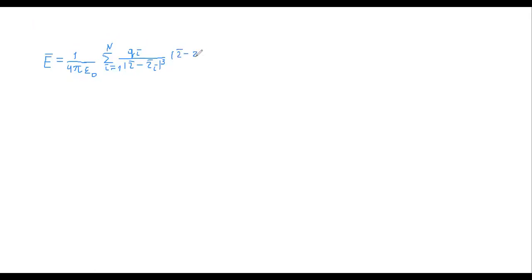Electric field intensity is equal to 1 divided by 4 pi epsilon 0, sum, i is equal to 1 to n, q_i divided by modulus of r minus r_i in third exponent.